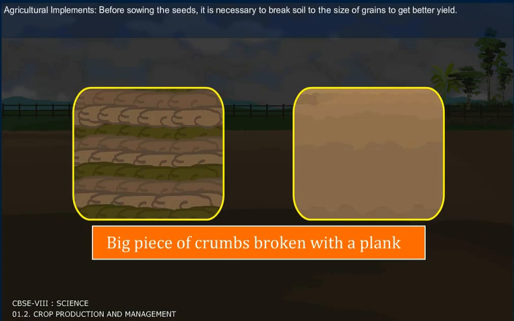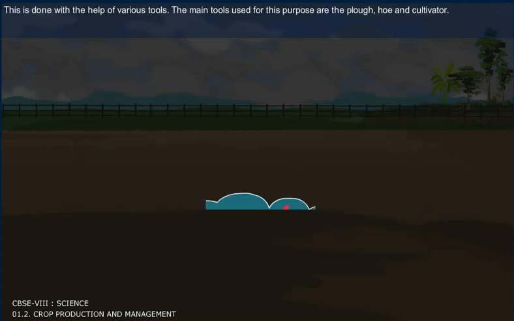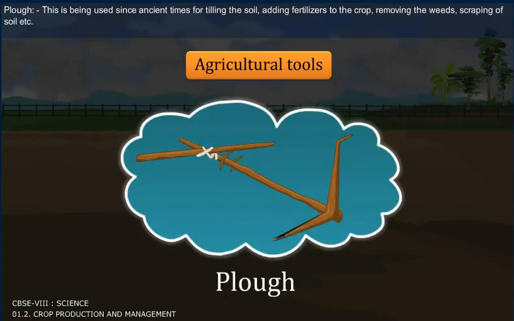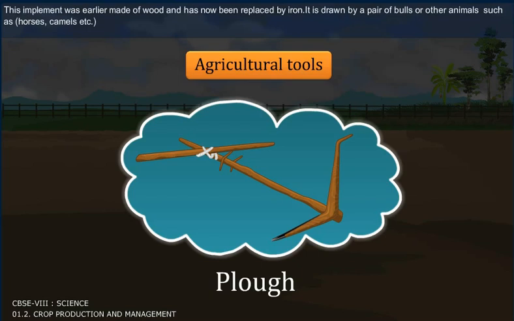Agricultural implements. Before sowing the seed, it is necessary to break the soil to the size of grains to get better yield. This is done with the help of various tools. The main tools used for this purpose are the plough, hoe and cultivator. Plough. This has been used since ancient time for tilling the soil, adding fertilizers to the crop, removing the weeds, scraping of soil, etc.